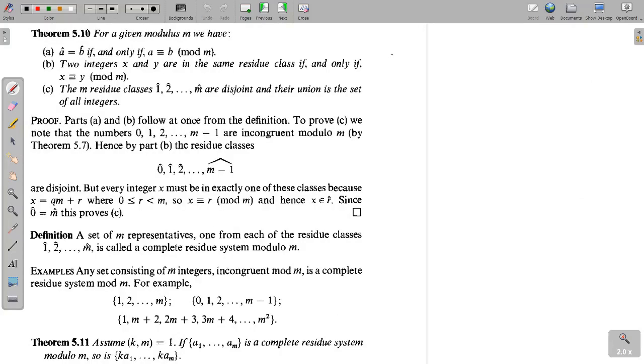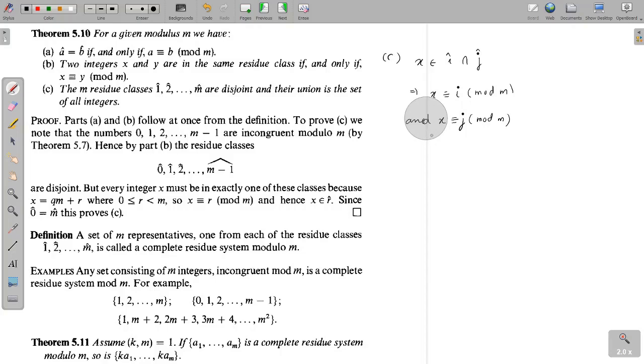Now we can prove part C. First we will prove that these equivalence classes are disjoint. That is very easy, because if you assume x belongs to the intersection of any two of these equivalence classes, say i-cap intersection j-cap, we have x is congruent to i mod m and x is congruent to j mod m as well.